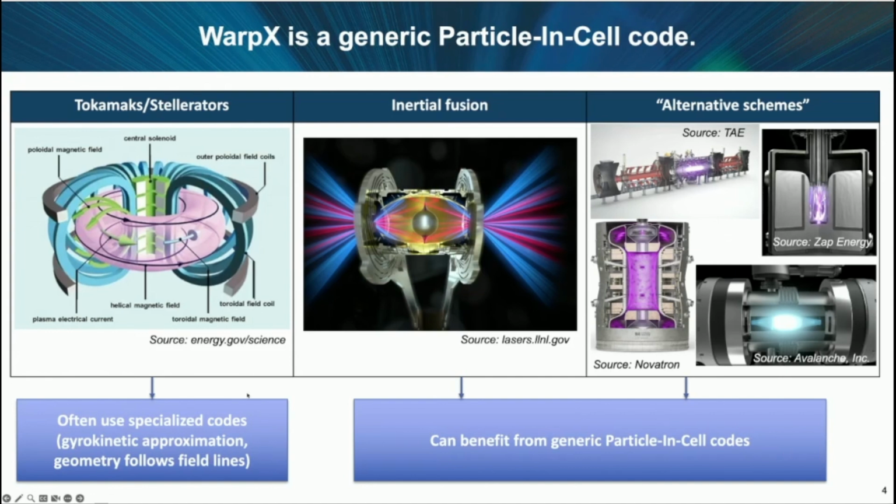However, WarpX is not that kind of specialized code. It's more generic, like it doesn't make the gyrokinetic approximation, for instance. It uses generic grid geometries. For that reason, it's more beneficial for other schemes than tokamaks and accelerators. So for instance, inertial fusion, as well as quote-unquote alternative schemes. These are the various schemes that are proposed by private companies in particular these days.